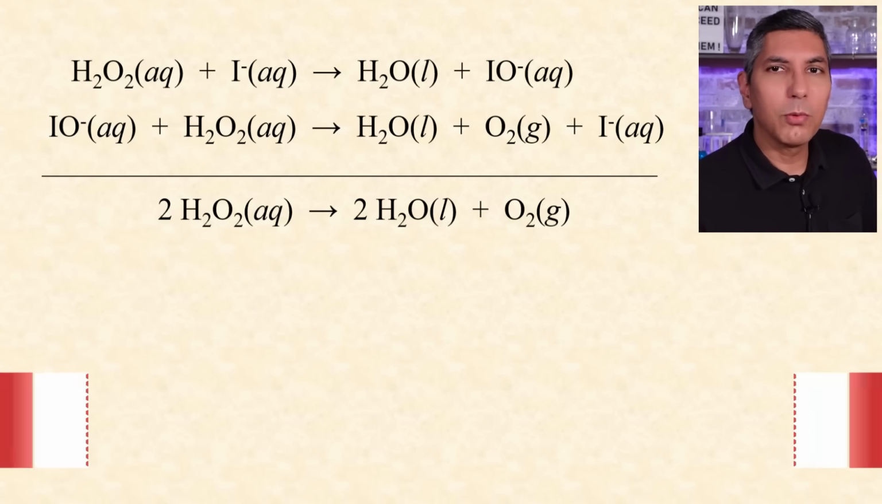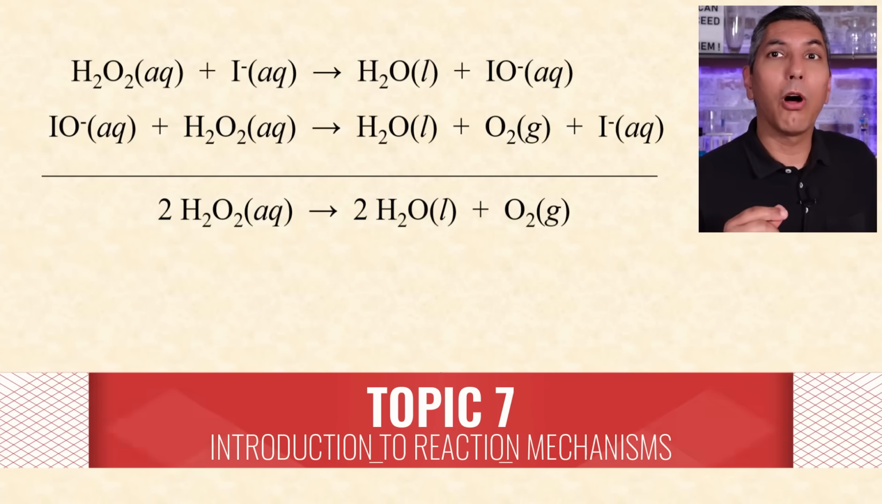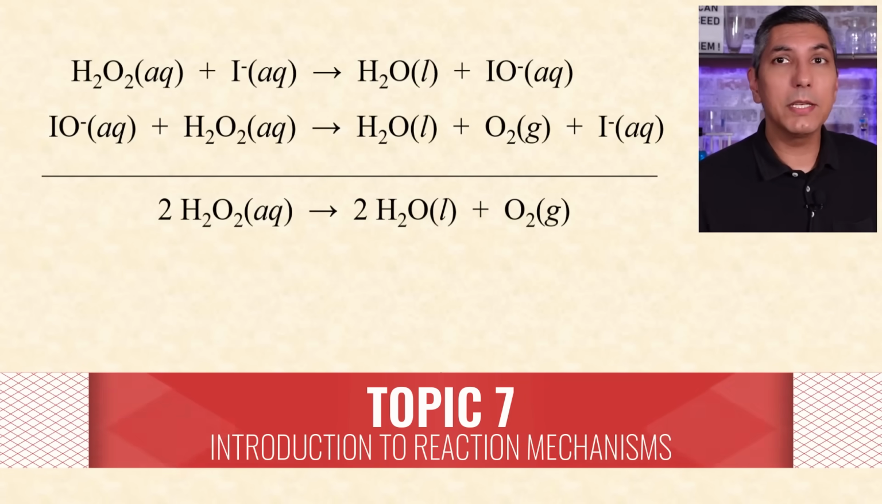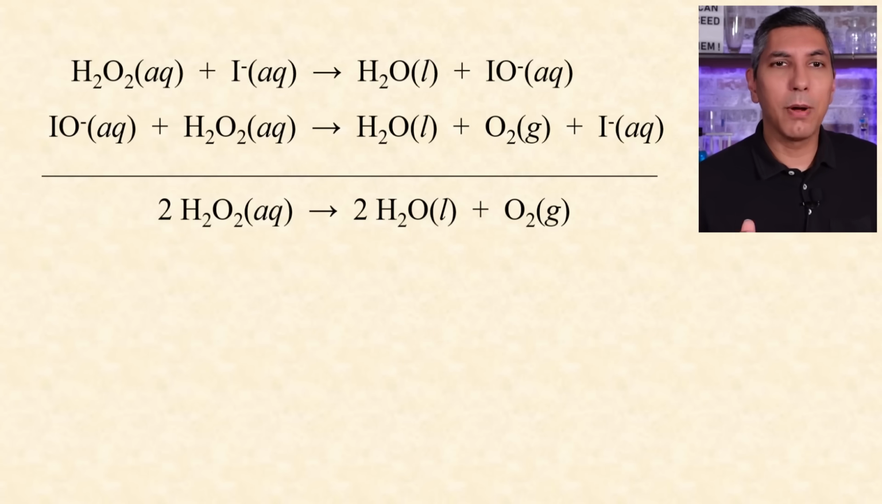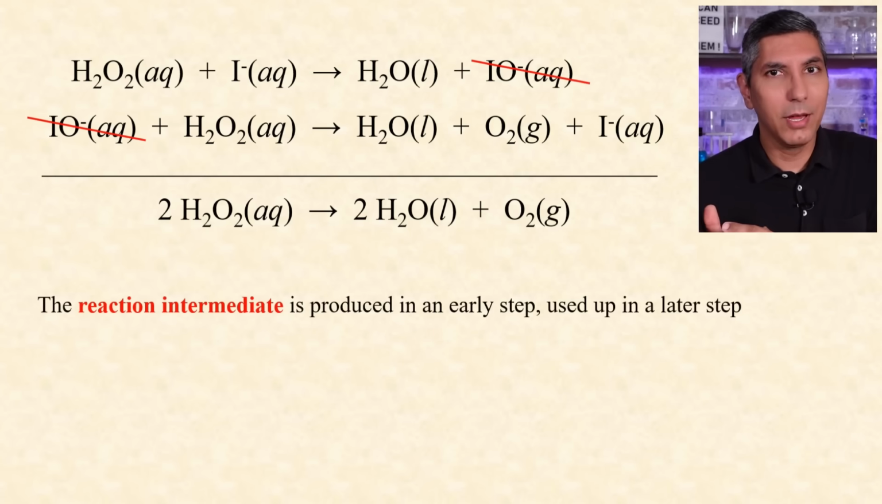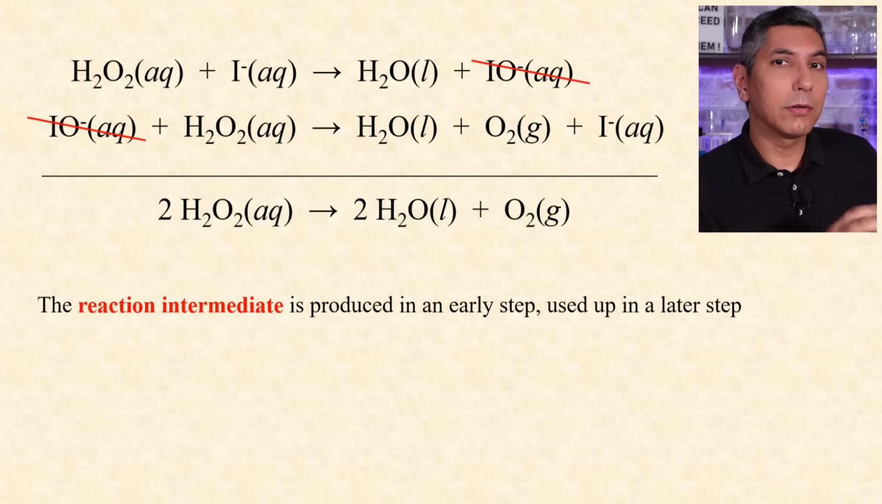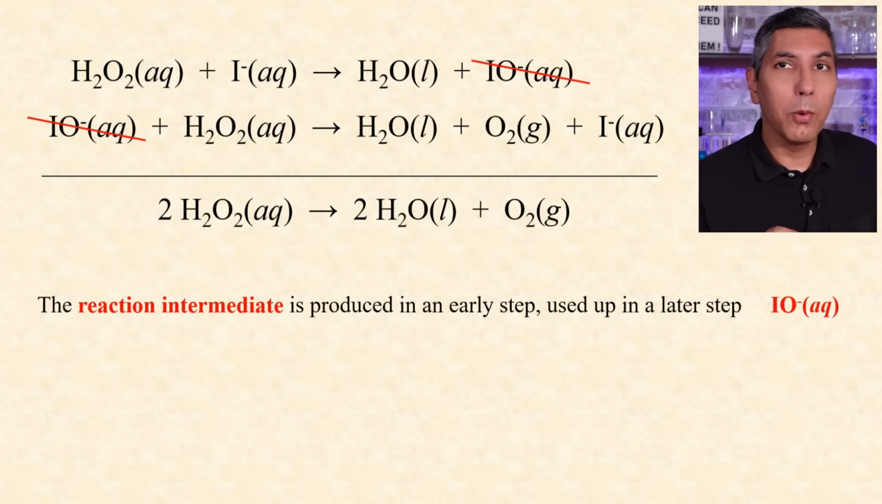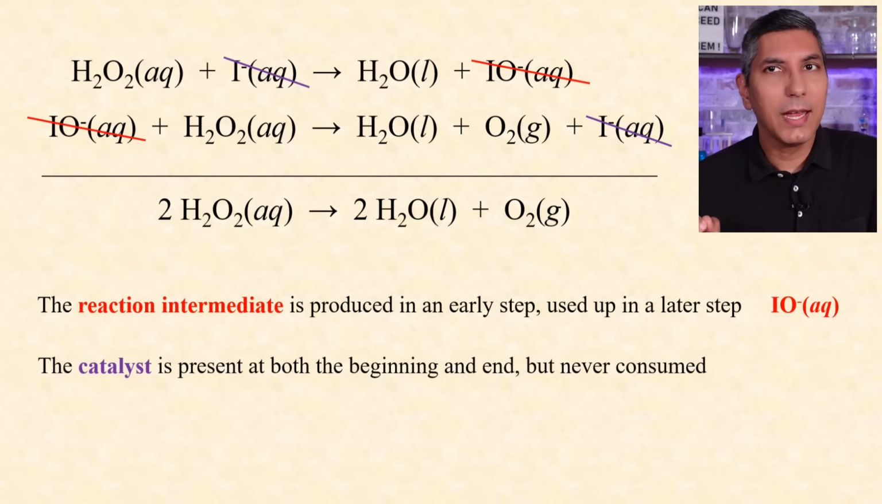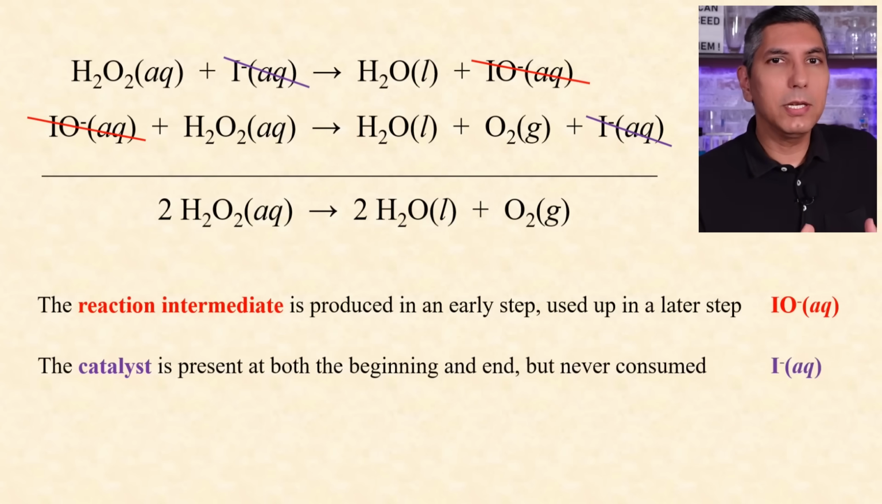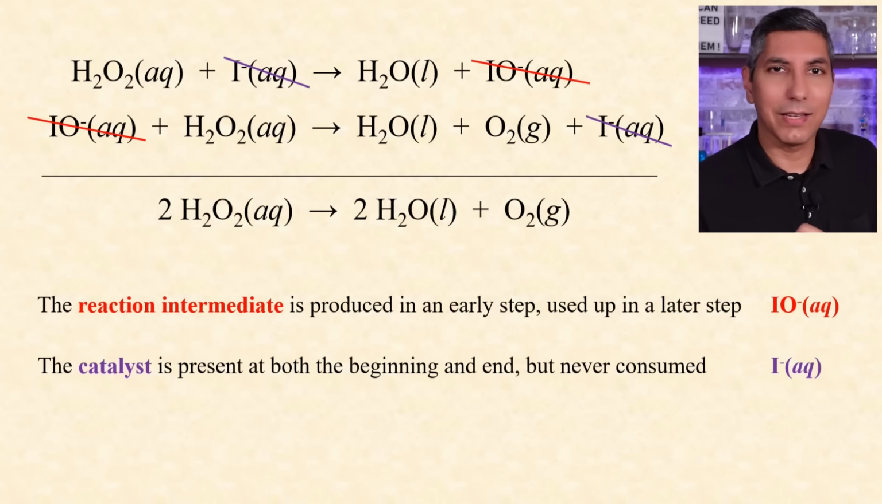Back to multi-step reactions, notice that the individual steps add up to the overall balanced equation. In this mechanism, we have a temporary molecule created in the early step that gets used up in the later step. That's called a reaction intermediate. And sometimes we see molecules present at the beginning of the process and also at the end. It participates in the reaction but never gets consumed. We call that a catalyst.